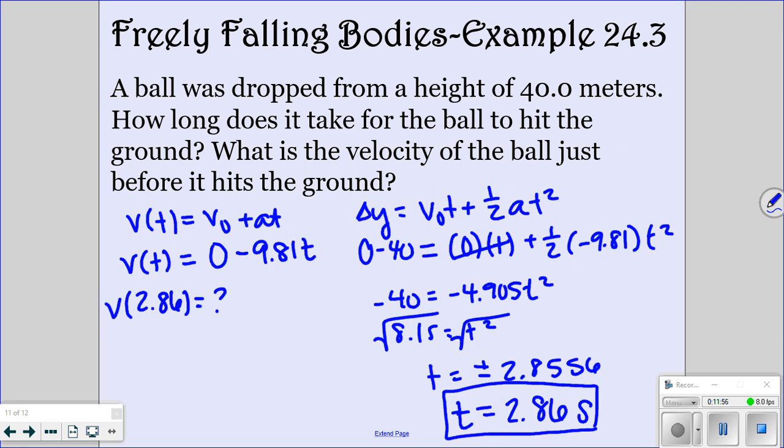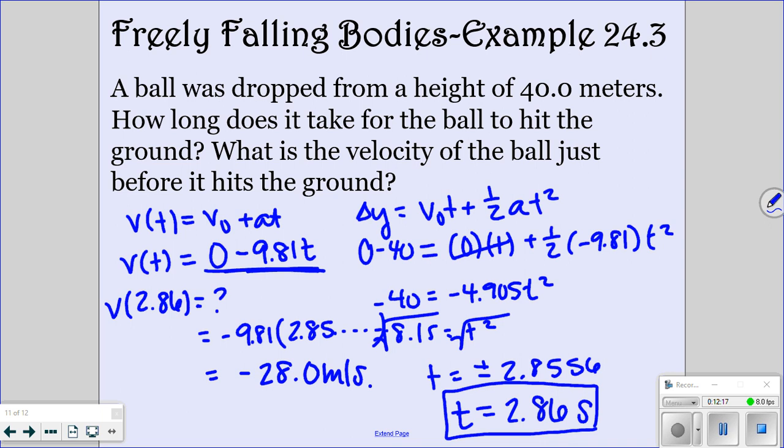All you're going to do is plug it into this equation. So you're going to do negative 9.81, and it's actually going to be times the whole number in your calculator. So whatever that whole number is. And so you get negative 28.0 meters per second. And so that's how you can do freely falling bodies.